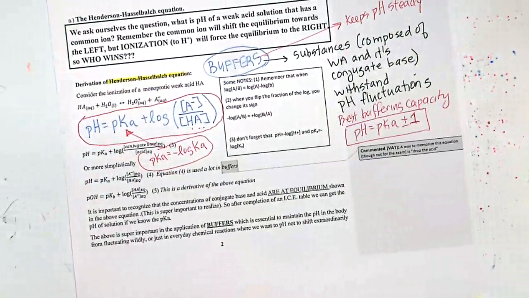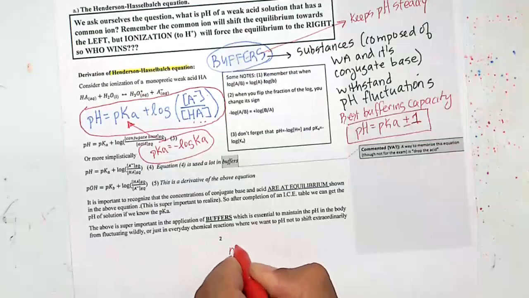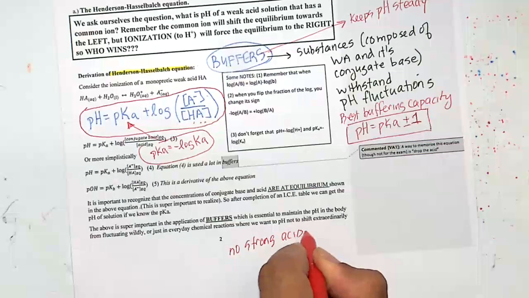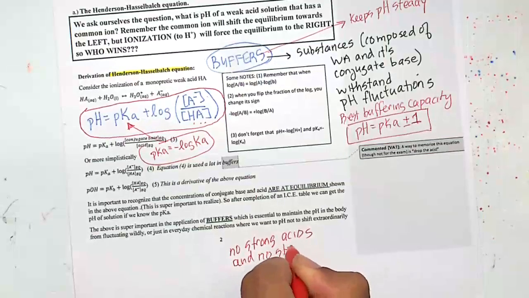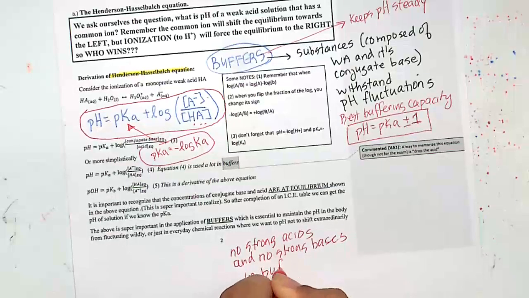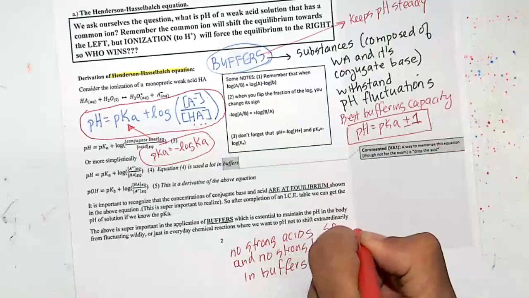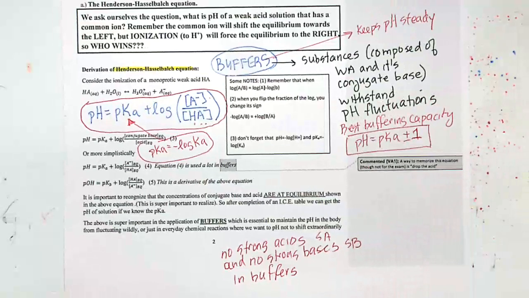Now, if I have a buffer, which is a conjugate acid with its conjugate base, why are there no strong acids or strong bases in the buffer? Why will you never have strong acids or strong bases in a buffer? Remember, what is the job of a buffer? It's to keep the pH steady.